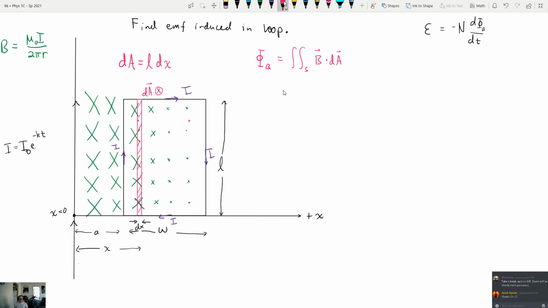So our flux is equal to the integral of the magnetic field. The magnetic field is mu naught times the current divided by 2 pi r times dA, which is L dx. The B dot dA just becomes B dA because the magnetic field is into the page and dA is into the page. Now, the current is not a function of x, right?